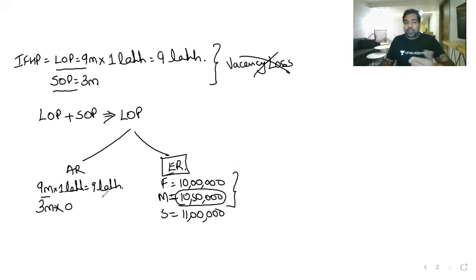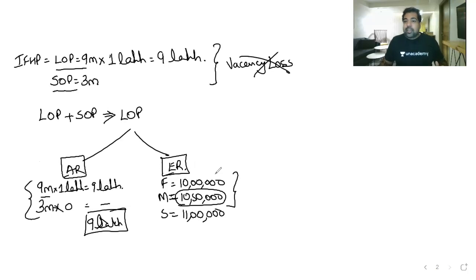Why 0? Because you are using it yourself. So that is 0. So hence I get 9 lakh. Although the answer will still be the same, your understanding has to be right, guys, that AR has to be for 12 months. Because your ER is 12 months. So both have to be for 12 months.